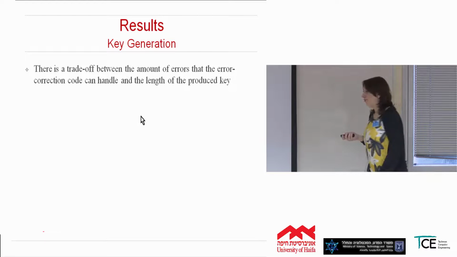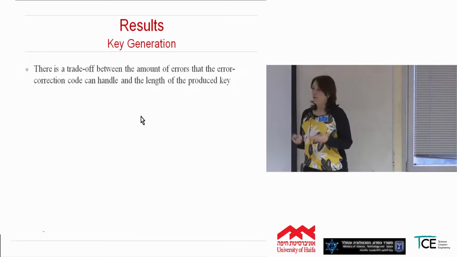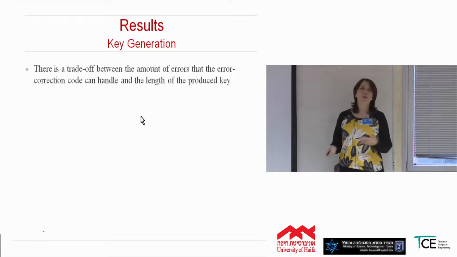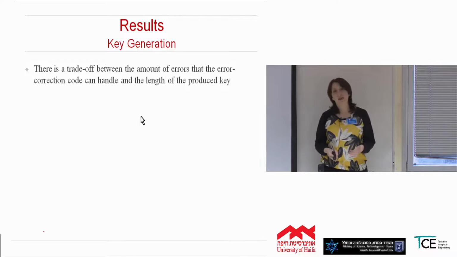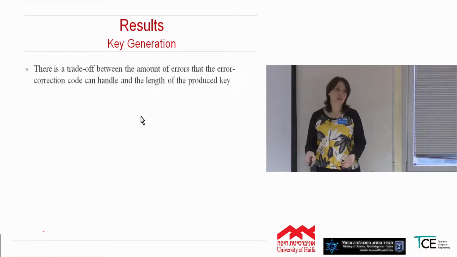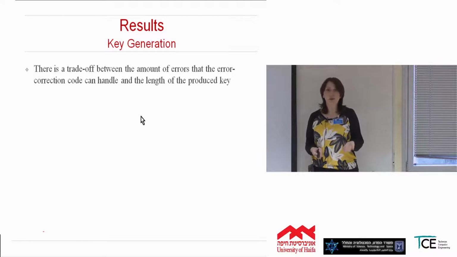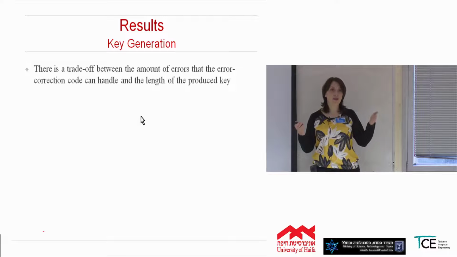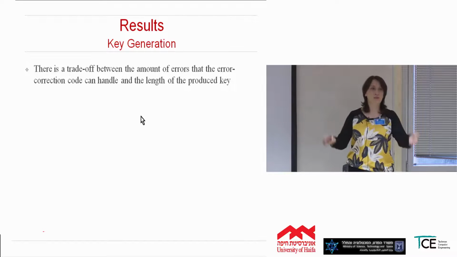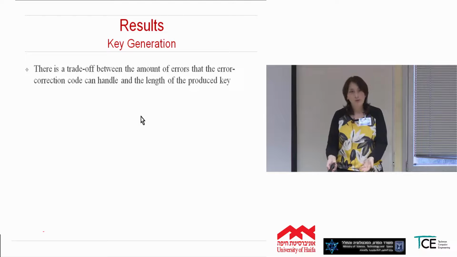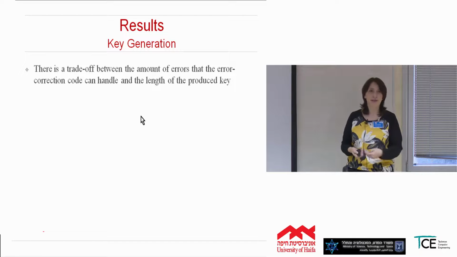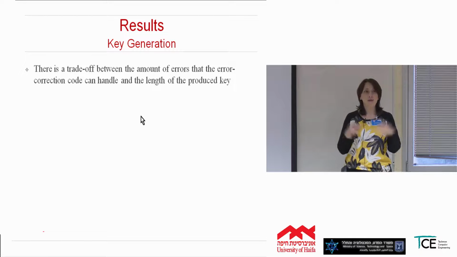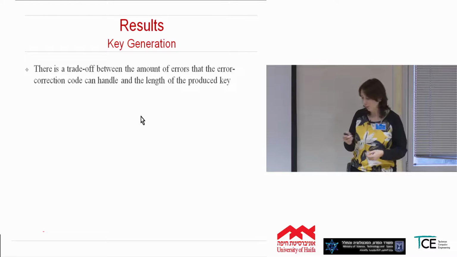OK, so key generation. There is a trade-off between how many errors we can correct and the length of the key. And it's quite intuitive because we have a given number of bits. Some of them go to correct errors, and what remains goes for the key. So the more errors we need to correct, the shorter the key we will get. And the problem is that after all this hard work in vision, we still have many errors to correct, unfortunately.